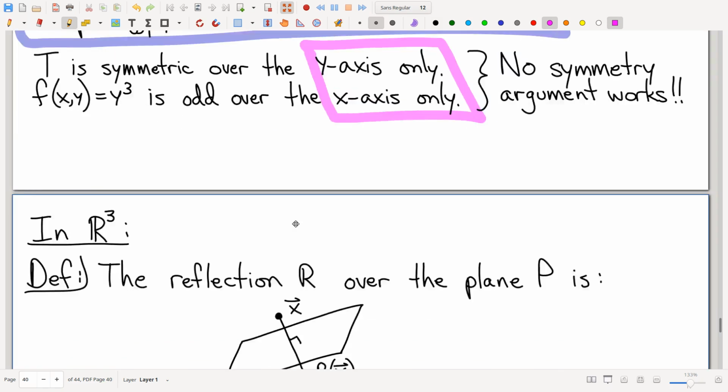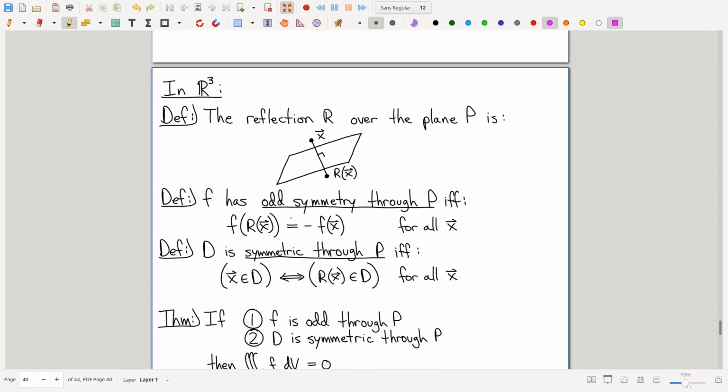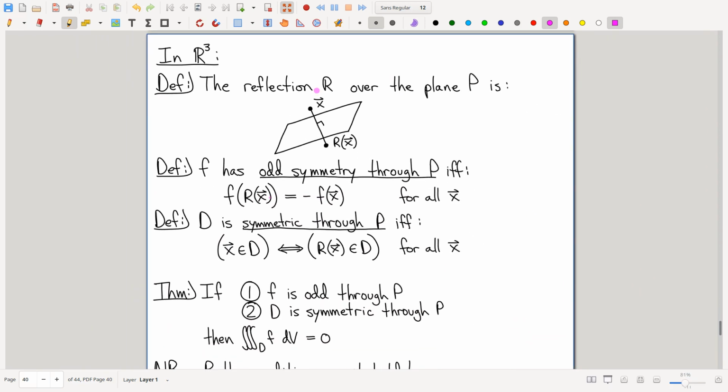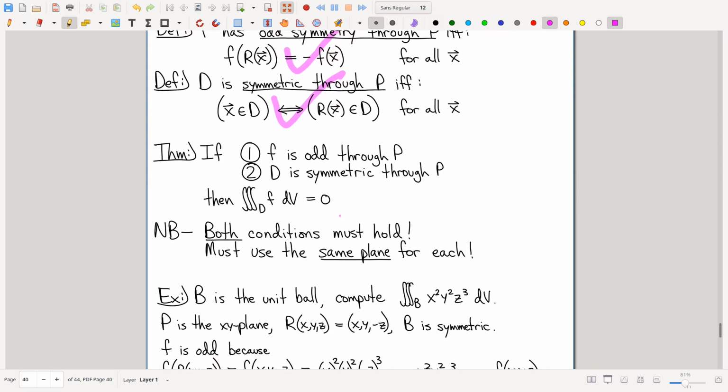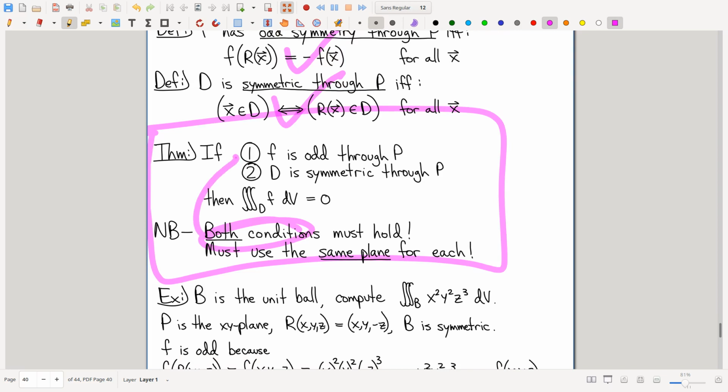Last thing I'll say real quick, it really is exactly the same in 3 dimensions. We just reflect over planes instead of lines. All of the same ideas. Odd symmetry is the same. A 3-dimensional solid is symmetric if it is its own reflection. We get the exact same theorem. We get the exact same warnings. You have to check both conditions using the same plane. It's exactly the same.